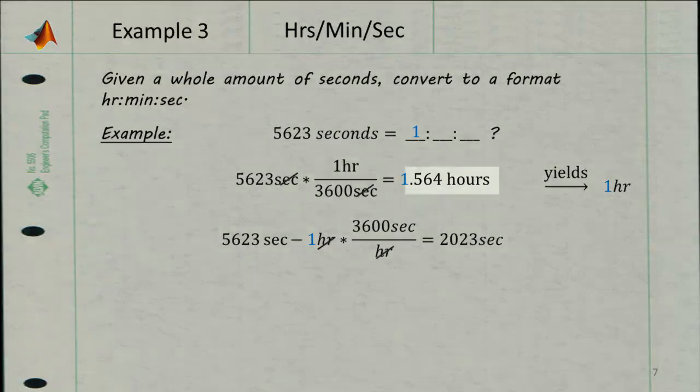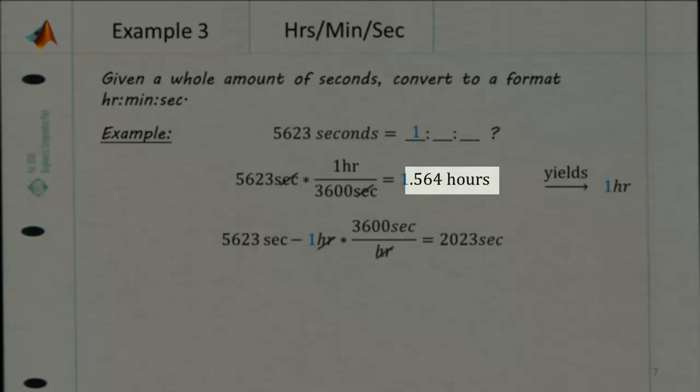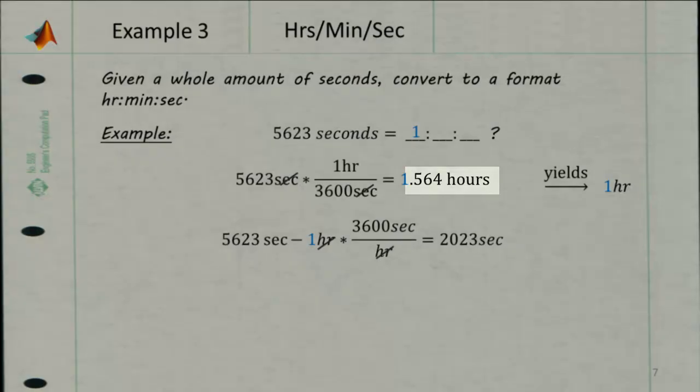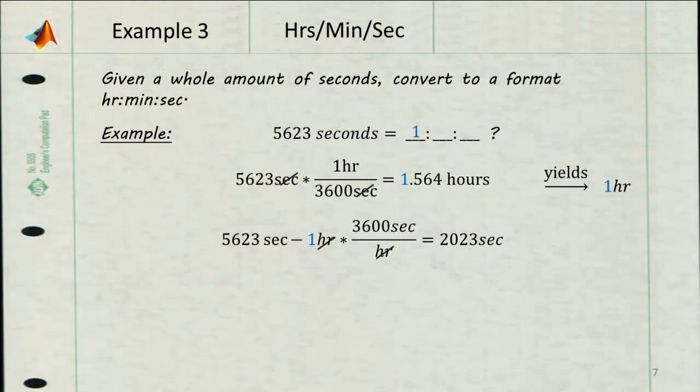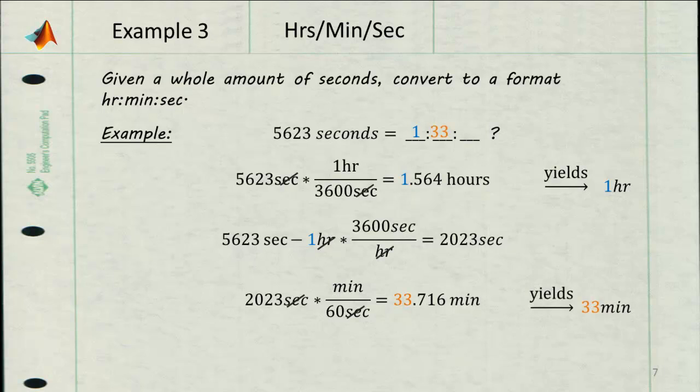To figure out the minutes, you could take the 0.564 and multiply by 60. But here you're introducing again round-off issues with decimals. So instead I prefer going a second way of finding how many minutes are left and playing with that whole value. From the original amount of seconds, I take away that one full hour that I found. So I have 2,023 seconds left. That's easy to convert to minutes.